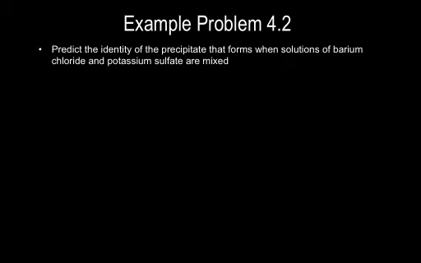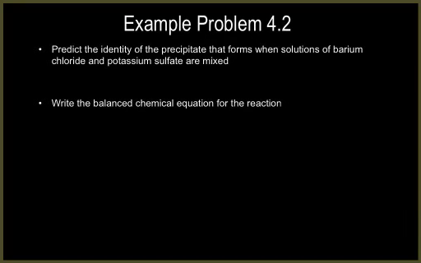Okay, so let's look at a couple examples here. This one says, predict the identity of the precipitate that forms when solutions of barium chloride and potassium sulfate are mixed. And then we're going to write the balanced equation for the reaction. So we're going to do this just like we did before. So we've got barium chloride, which is BaCl2, plus potassium sulfate, so K2SO4. So we're predicting the products just like we've always done, where the ions switch places.